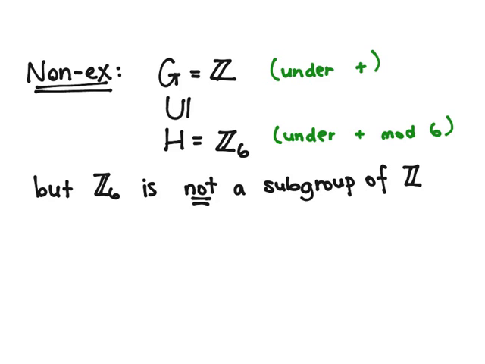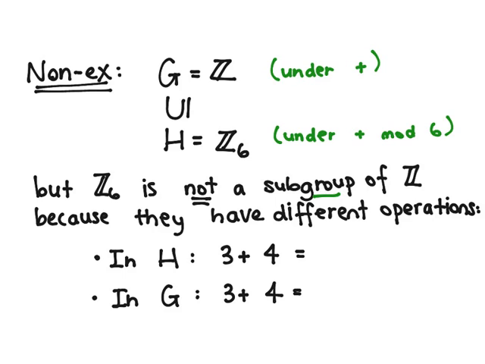But Z6 is not a subgroup of Z. And the reason is that they have different operations. In the integers, the operation is plus. In Z6, the operation is plus mod 6. Or another way to say that same thing is that depending on whether we're thinking of two numbers as elements of H or elements of G, we'll get different answers when we combine them.